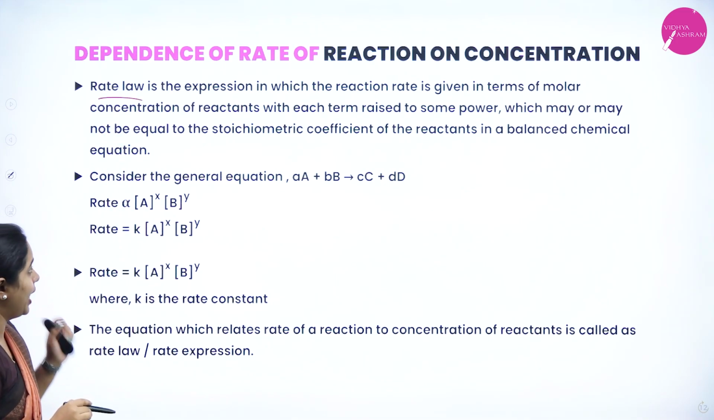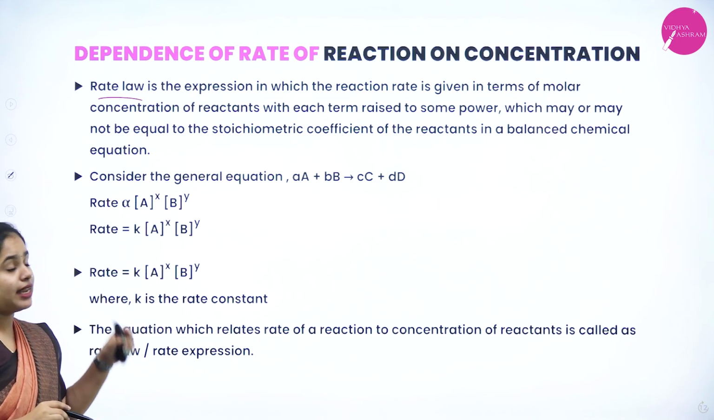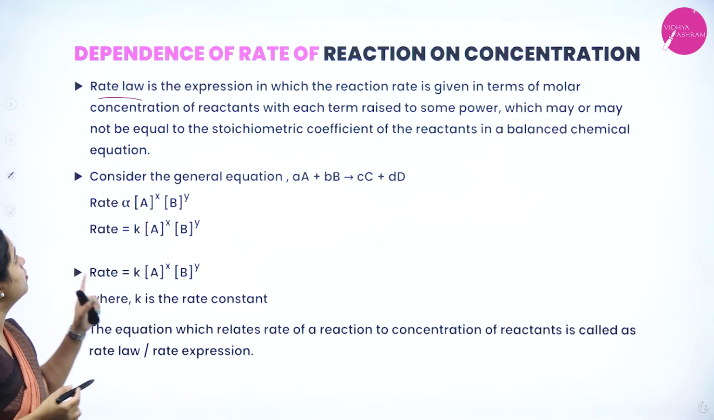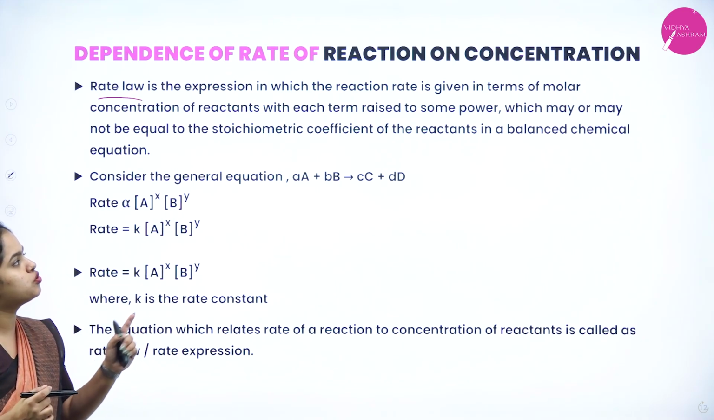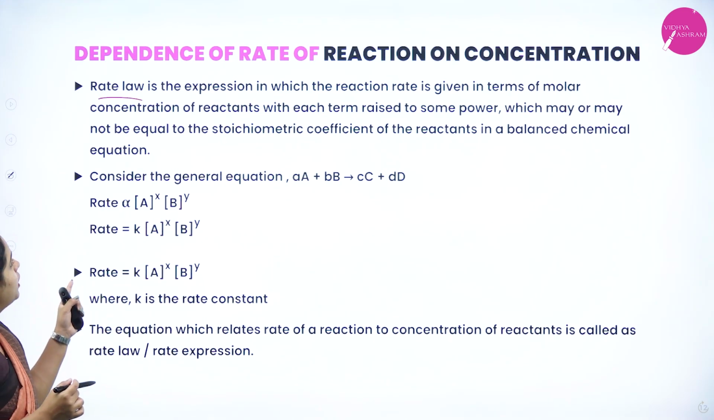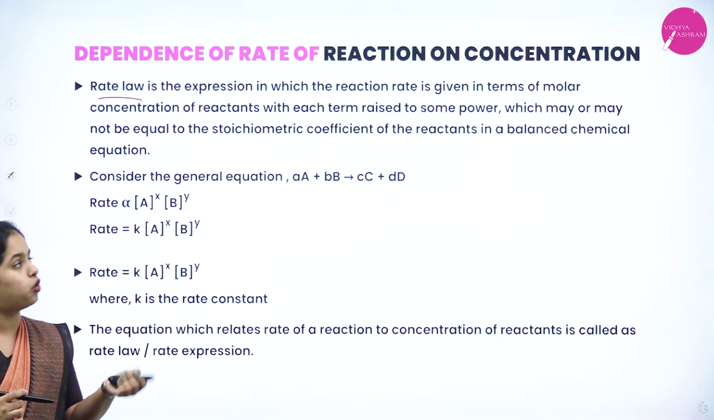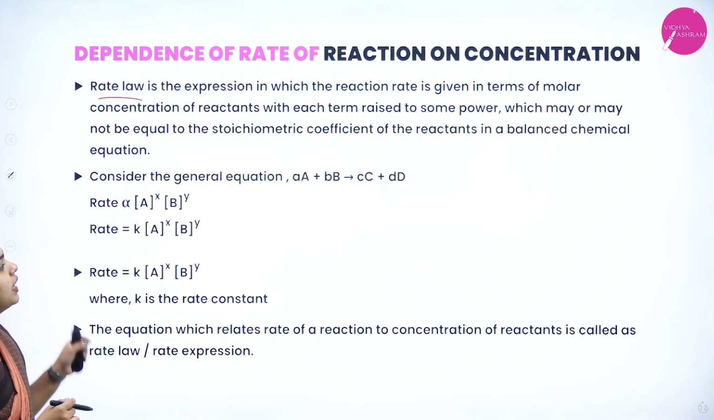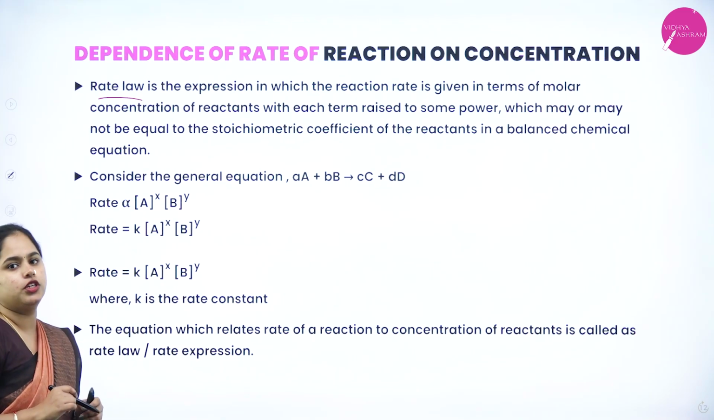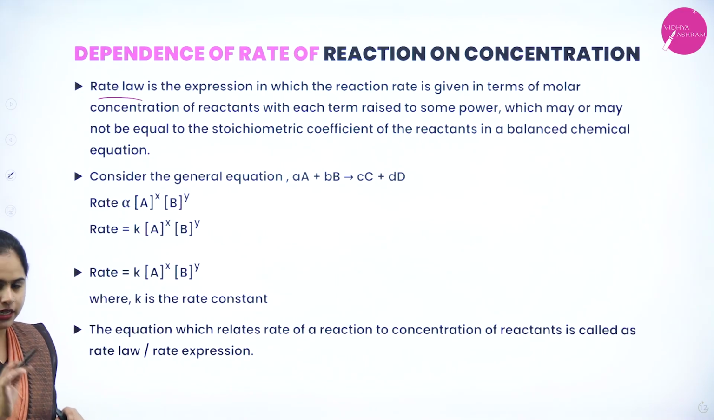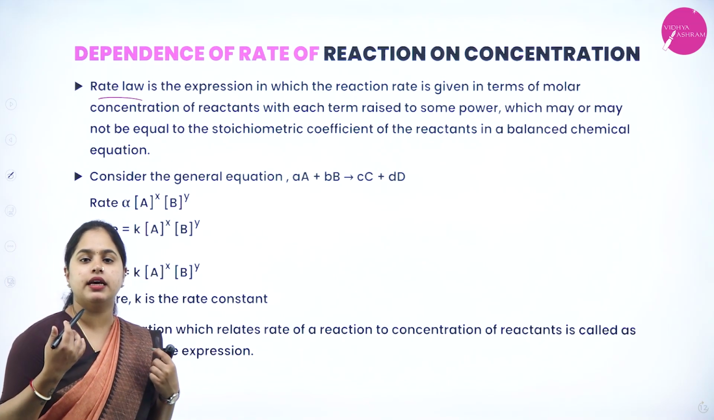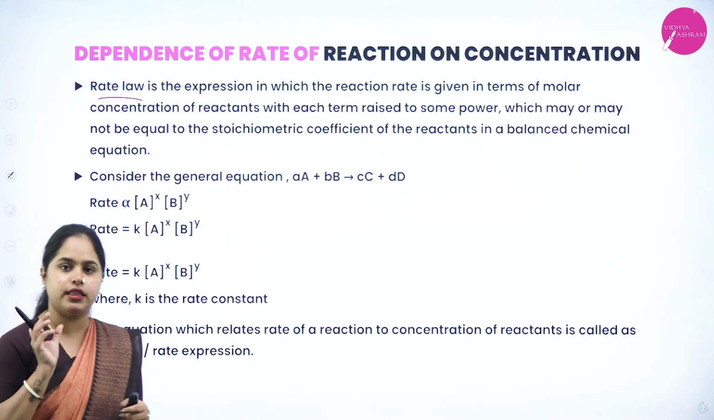The rate law is the expression in which the reaction rate is given in terms of molar concentration of reactants, with each term raised to some power which may or may not be equal to the stoichiometric coefficient of the reactants in a balanced chemical equation. Okay, so this sentence might be a little long. So let's see how you can write the rate law. So what is actually the rate law?